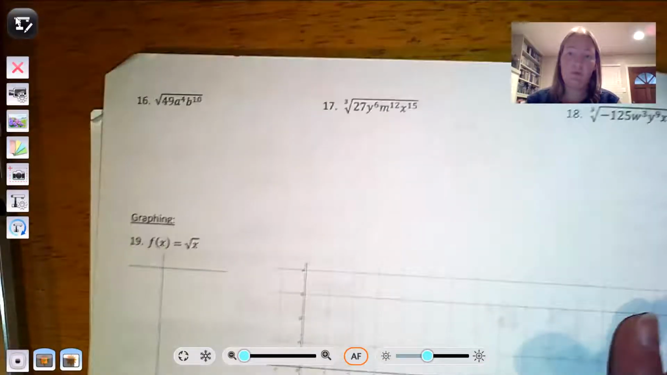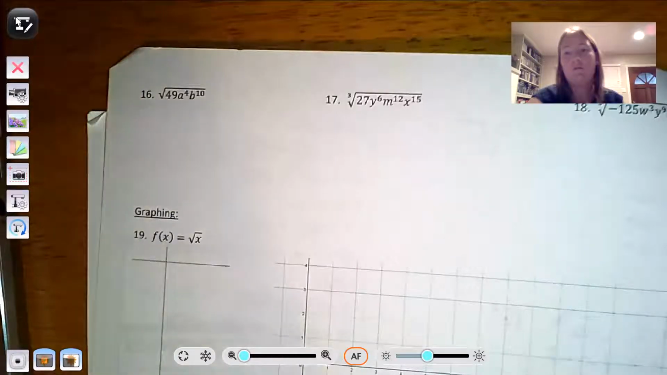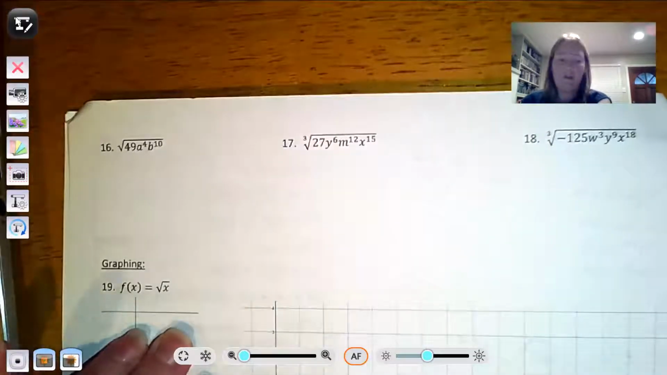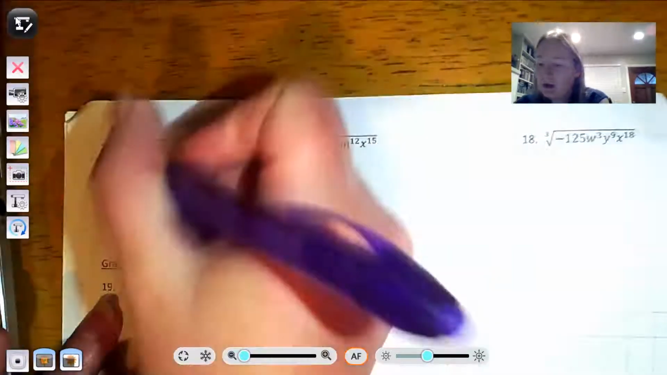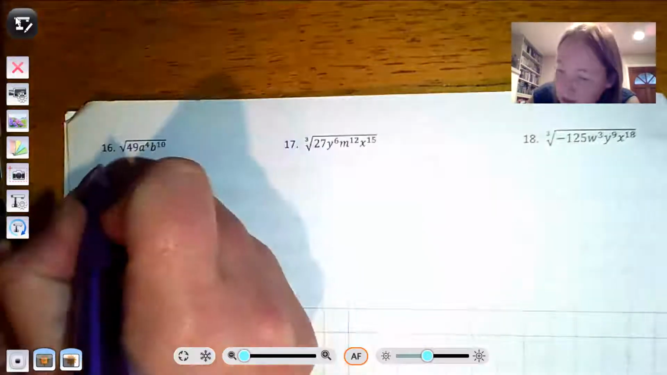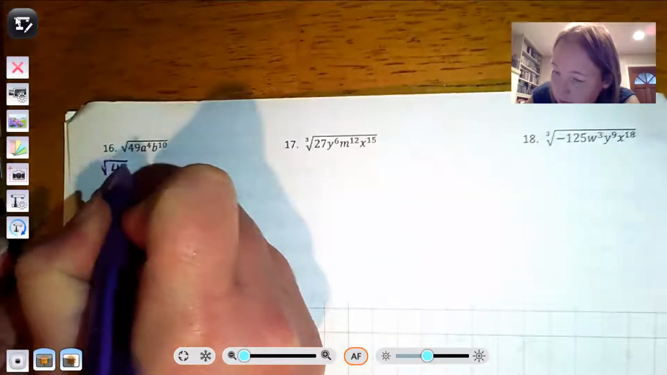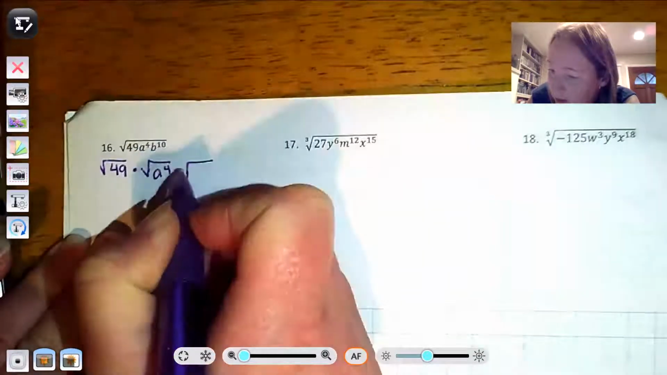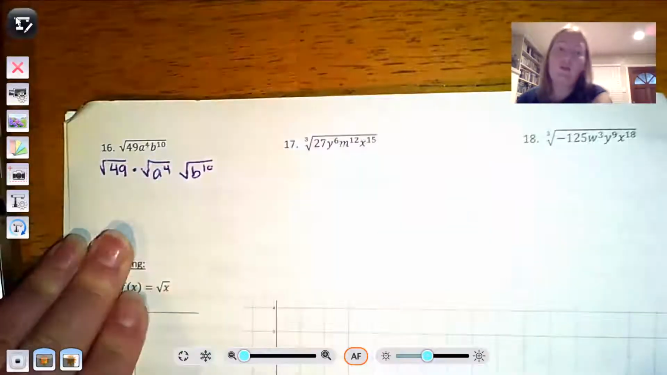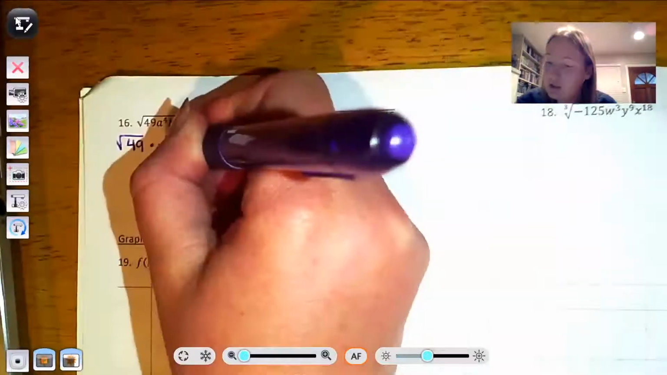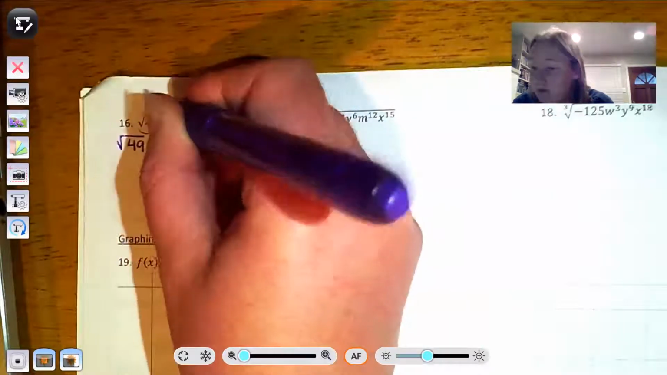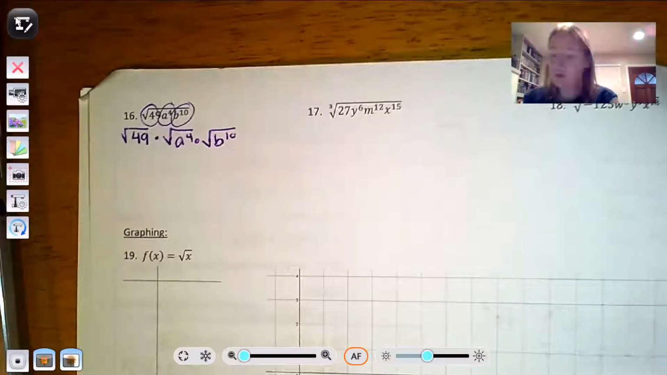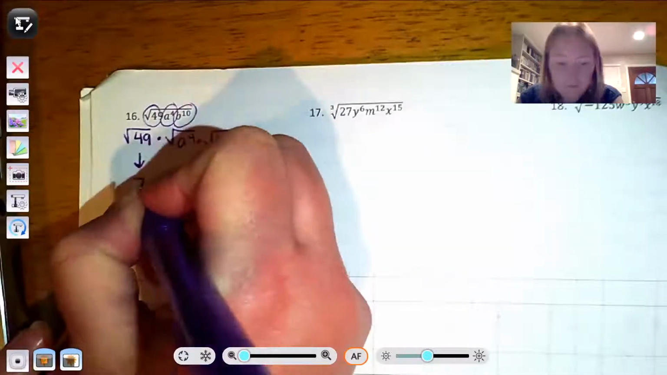Let's do some with variables now. And I'll show the factor tree a bit more as well. So we're going to be able to break this up essentially into its factors. So square root of 49, square root of a to the 4th, square root of b to the 10th. You can literally do that, or you can just kind of do it in your head and say square root of 49, square root of a to the 4th, square root of b to the 10th, and just find the values of each of those. So square root of 49 is 7.